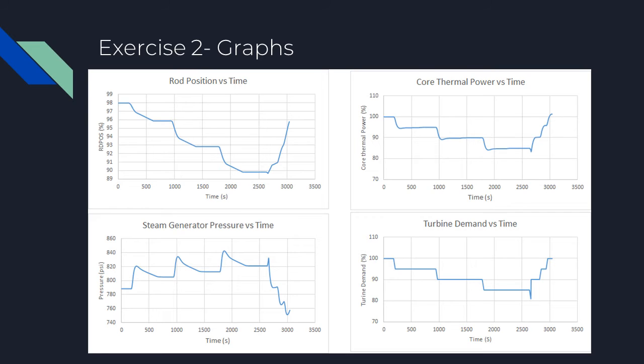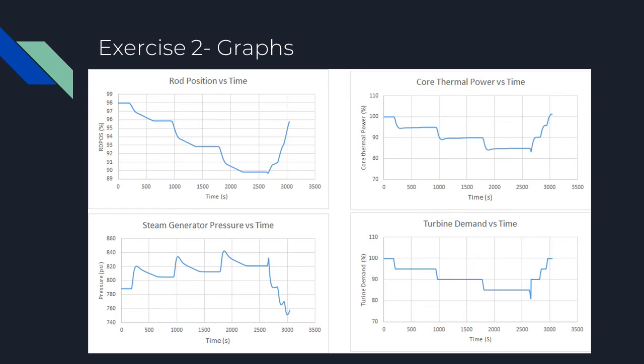This occurs due to the decrease and then the increase of the core thermal power based on the turbine demand. In the top right graph, the core thermal power is displayed. It directly reflects the turbine demand as it is changed. This is because the turbine demand controls the power output. So when you increase the power output of the system, the power the reactor generates has to increase.